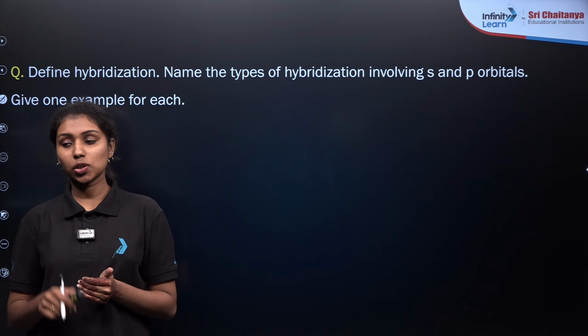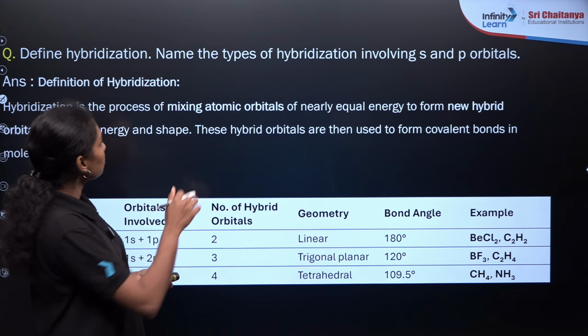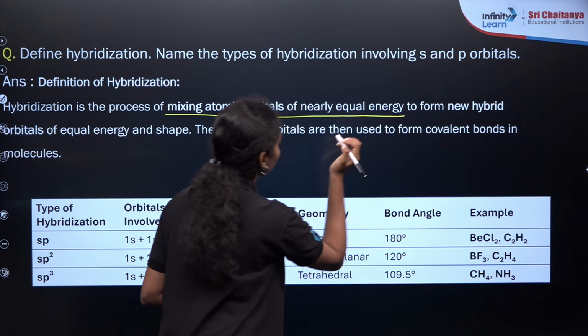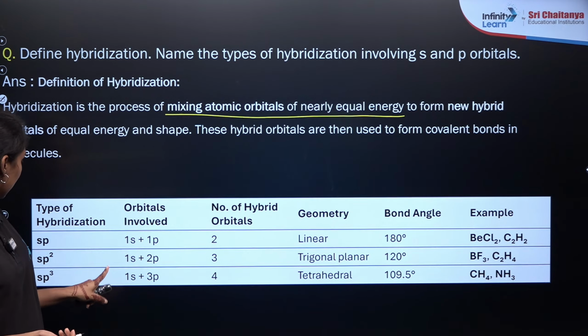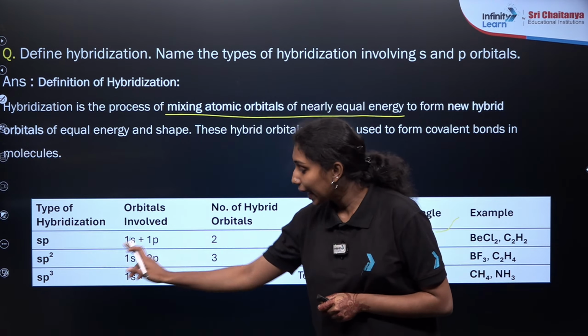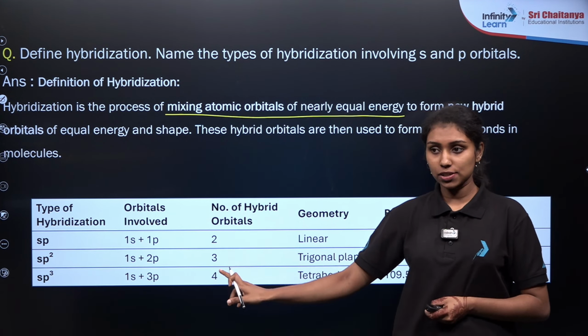So we have already discussed the concept of hybridization, right? Hybridization is defined as the process of intermixing of atomic orbitals of nearly equal energy to form new hybrid orbitals. So we need to focus on the s and p orbital based hybridization. If I am asking about sp hybridization, one s orbital and one p orbital will undergo intermixing to form two sp hybridized orbitals.